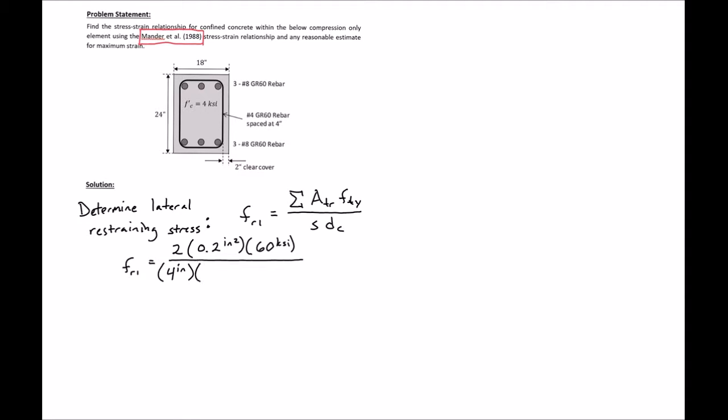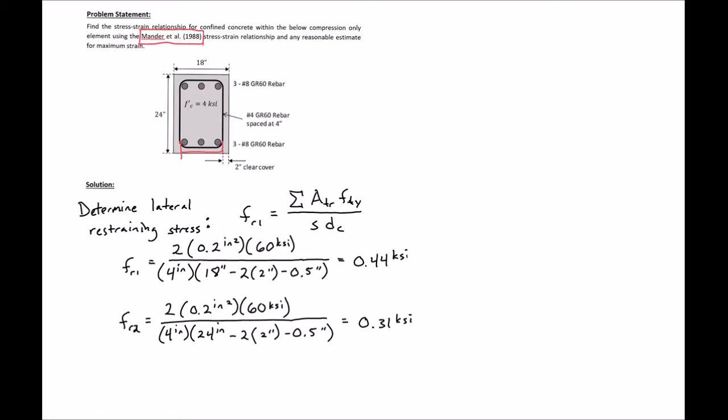and then our d_c value, which in this case is 18 inches minus 2 times 2 inches cover minus a 1/2 inch, which is the diameter of our number 4 bar. So this will be the distance between center to center of our stirrups. So we'll find our f_R1 to then be 0.44 ksi.